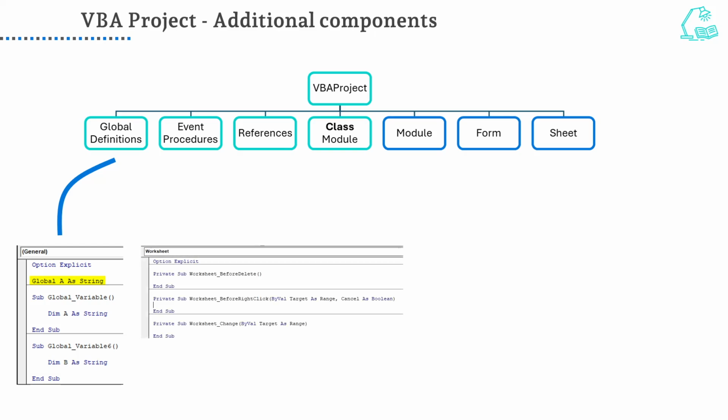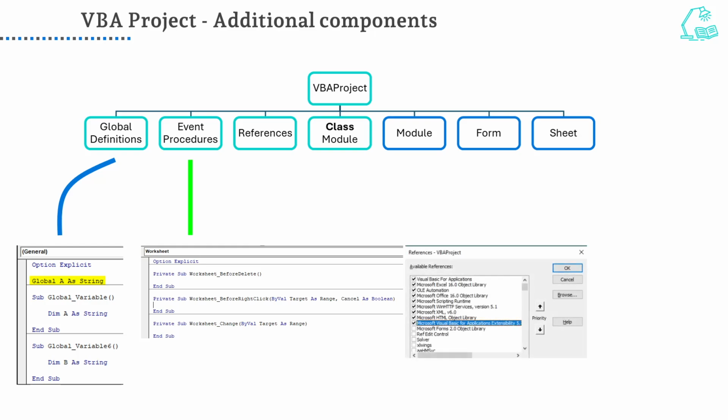Event procedures are special types of procedures that run in response to specific events, such as opening a workbook, clicking a button, or changing a cell value. These procedures allow you to automate actions based on user interactions or other triggers within your Excel environment.